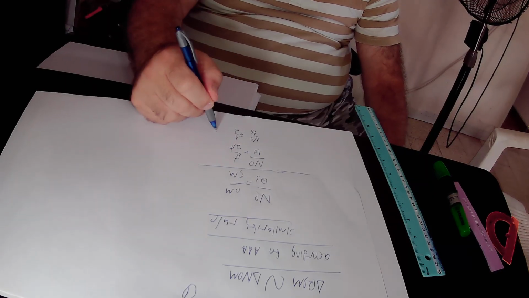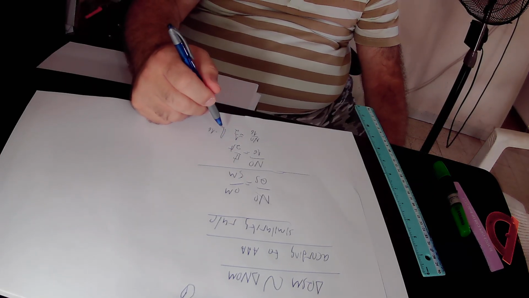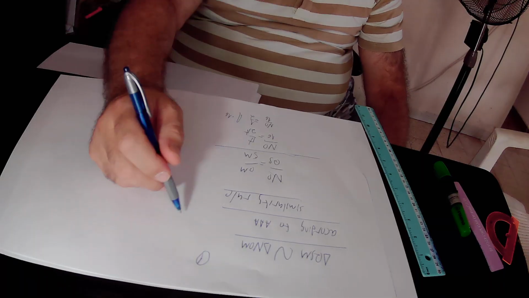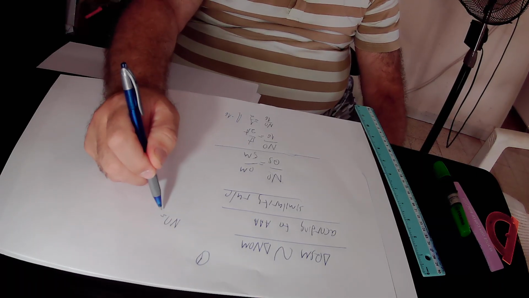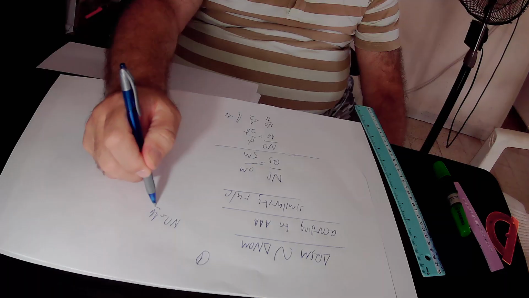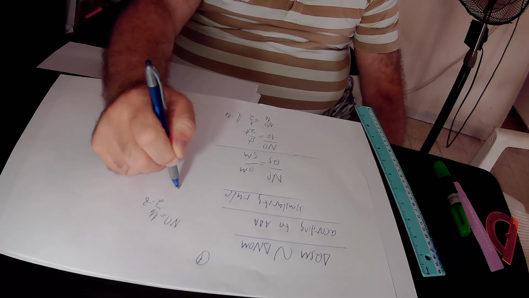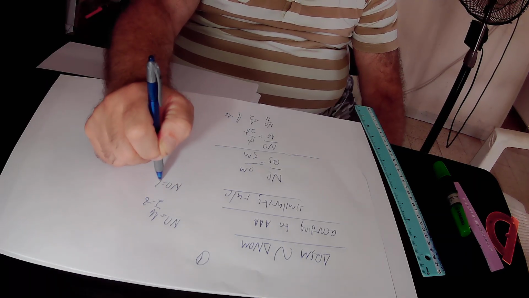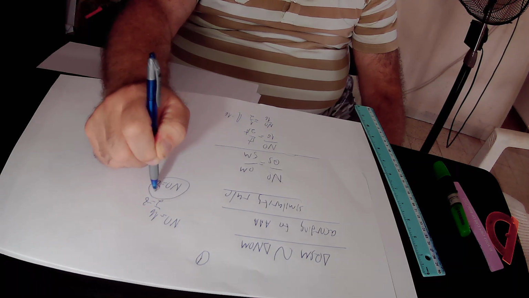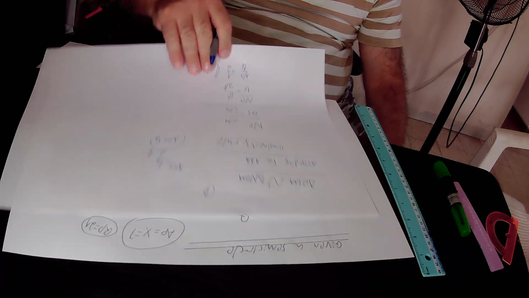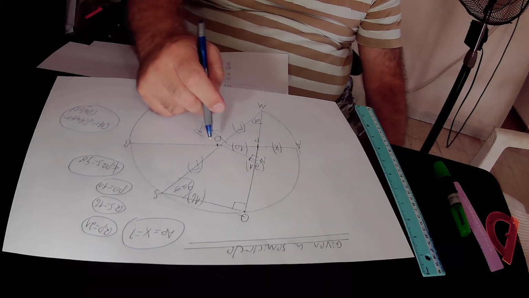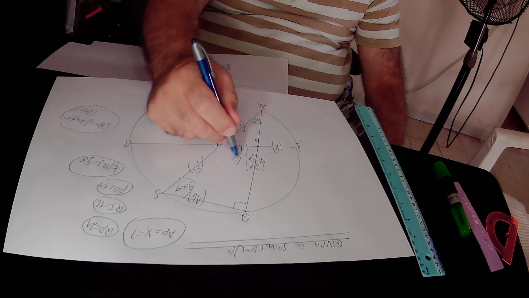Here we multiply the equation by 16. So we get that NO equals 16 over 2, that is 8. So NO equals 8 units in its length. This is side NO, that is equal to 8 units in its length.